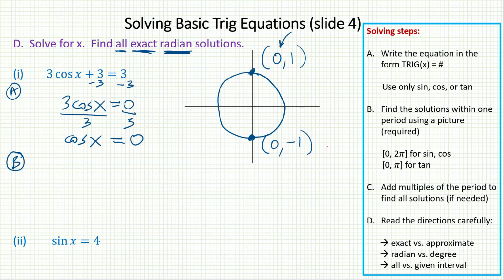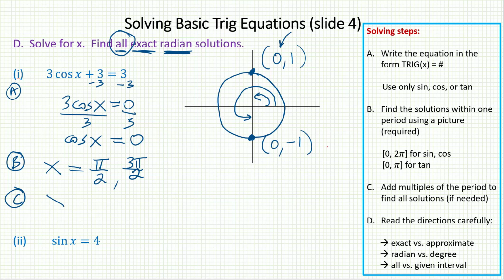So we have accomplished step B. We have found the two places within one period where you get that coordinate. We're working in radians, so obviously one of those angles would be pi over 2, and the other one would be 270 degrees, or 3 pi over 2. And then step C. Do we need step C? Yes, because we want all the solutions.